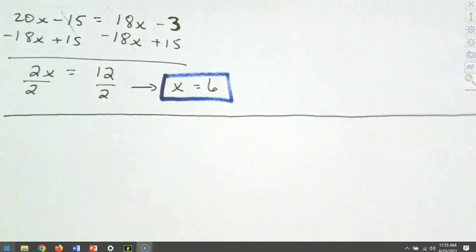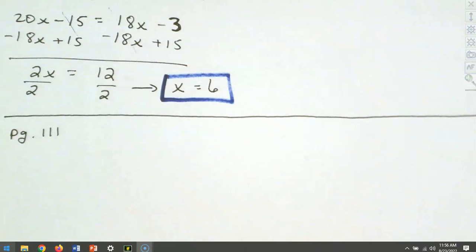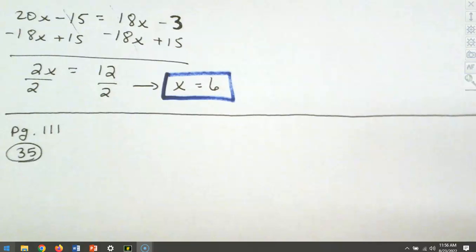Let's look at a contradiction. And then we'll move on, look at one equation with decimals. And then move on to literal equations. So we'll do a contradiction. Question 35. So again, this is page 111. And we're going to look at question 35. And it should be a contradiction.